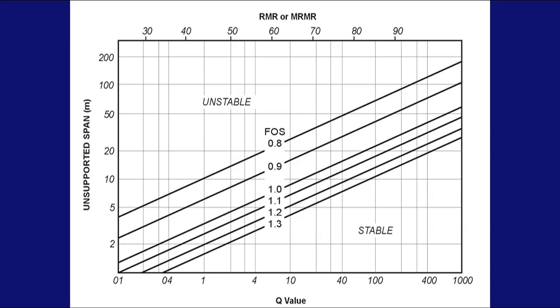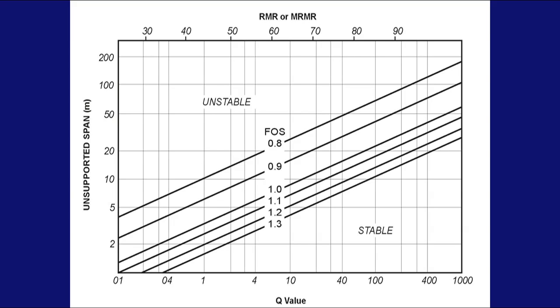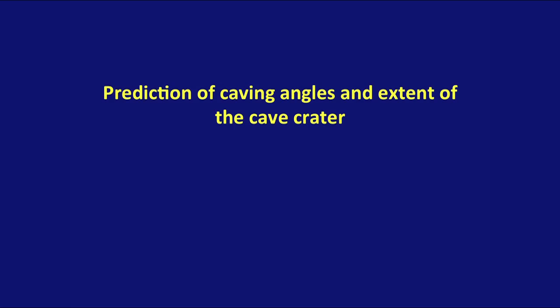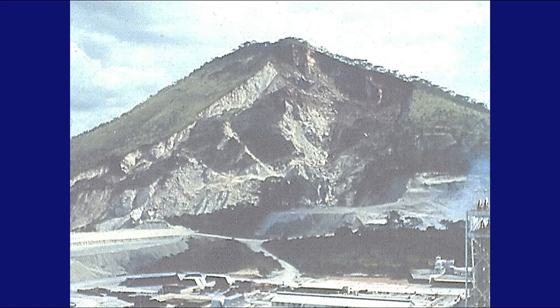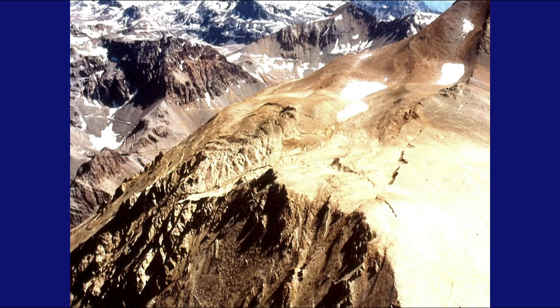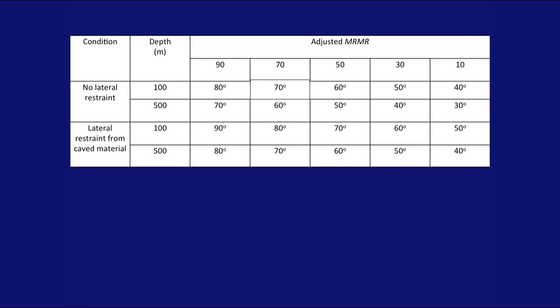We've found from use of this chart that a factor of safety of around about 0.6 to 0.7 gives an indication of that initiation of caving. Laubscher's method can also be used for the prediction of caving angles and the extent of the cave crater. This is a cave crater, what happens to the surface after block cave mining, and this is at Shabani up in Zimbabwe. This is in Chile in the Andes. And you can see there the caving that has taken place as a result of mining at El Teniente mine. Laubscher correlated the caving angles that he'd observed on various mines around the world with his adjusted mining rock mass rating. And this table shows that correlation.